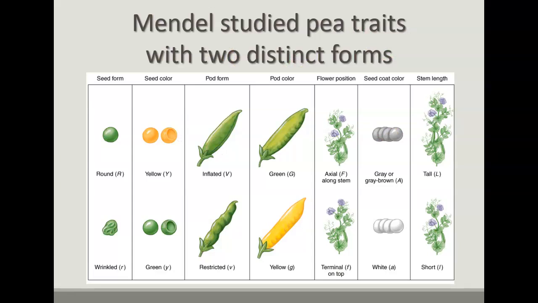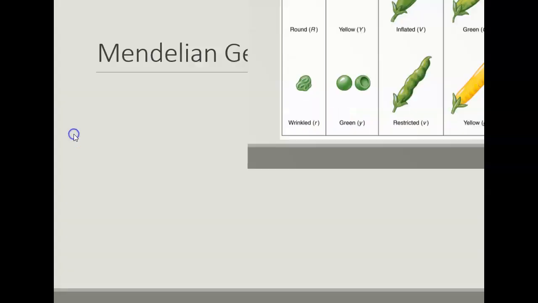The reason pea plants were chosen is that they exhibit two distinct forms for a variety of different traits: seed form and color, pod form and color, the position of the flowers, the seed coat color, the length of the stem, and the flower colors themselves. There's a whole host of traits that he was able to follow. It was important that there were only two distinct forms, because this way you could follow that trait very clearly. If you had three or four distinct forms, it would get entirely too complicated. So the point was following these two distinct forms of these traits.